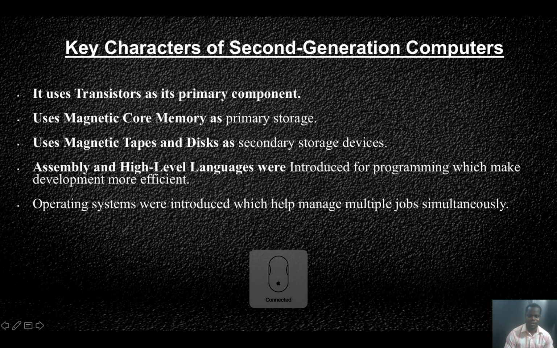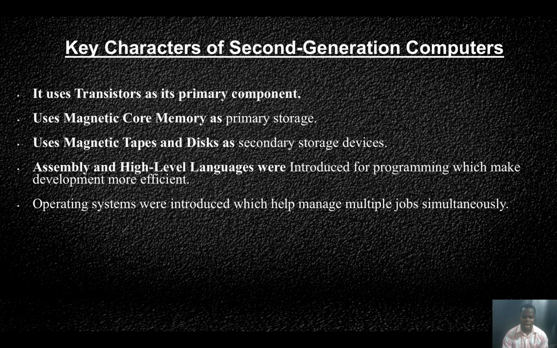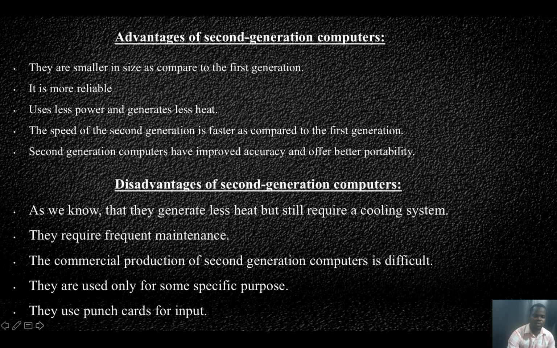And then what about operating systems? They introduced many operating systems that can manage multiple jobs simultaneously. Things can be done easily. Like the way we have computers now, where you can be using Microsoft Word, Microsoft Excel, and Microsoft PowerPoint. Sometimes you can even be playing music or watching movies, doing many things at a time. By then, the second generation computers couldn't do such things, but they were able to manage multiple jobs simultaneously. So that was a good try when it comes to the second generation computers.